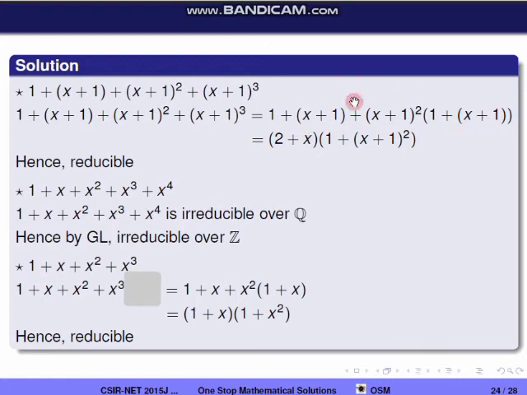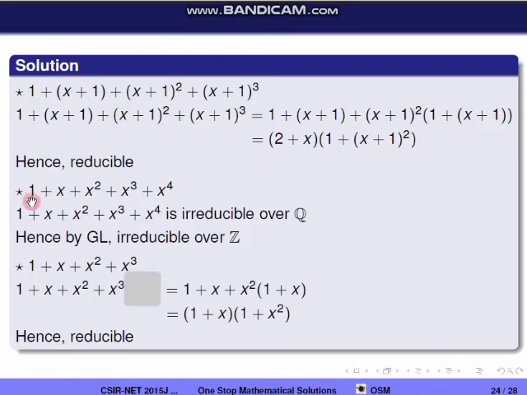From both these terms I am taking 1 plus x plus 1 common. So this is equal to (1 plus x plus 1) into (1 plus x plus 1) whole square. That is equal to (2 plus x) into (1 plus x plus 1) whole square. So I can write this polynomial as a product of two other polynomials. Hence this polynomial is reducible. So this option is wrong.